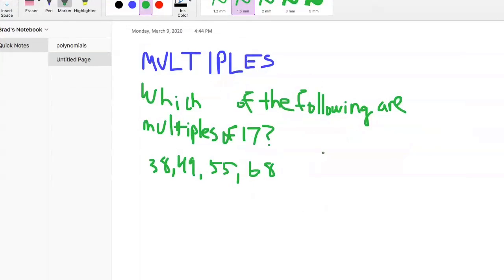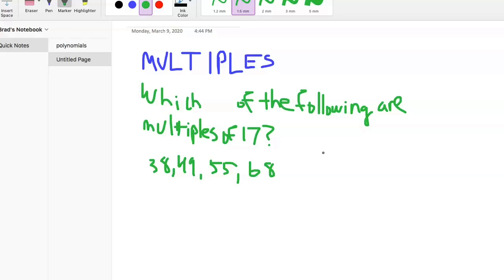All right, let's take a look at multiples. So here's a common question that you could see on multiples. It says, which of the following are multiples of 17? And then you're given answer choices: 38, 49, 55, 68.